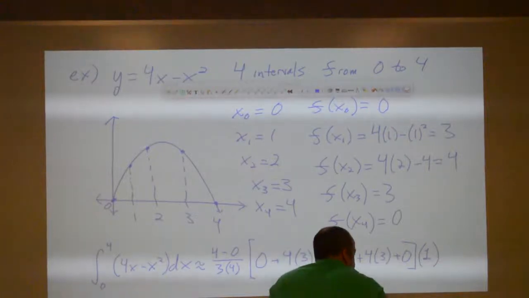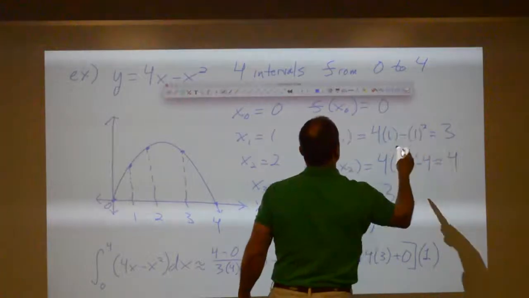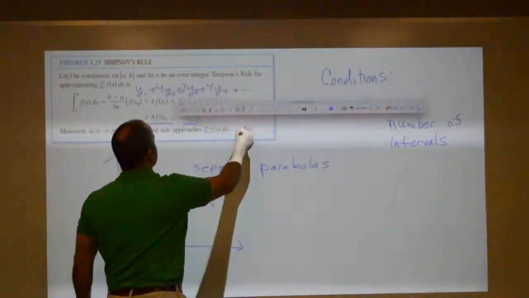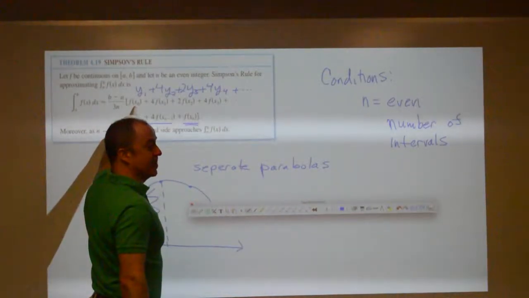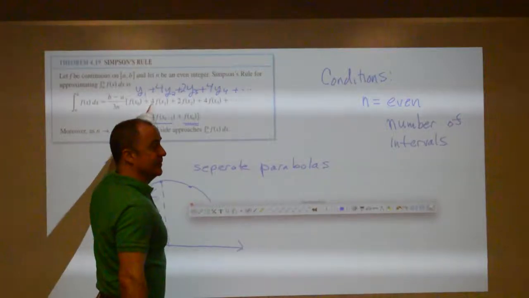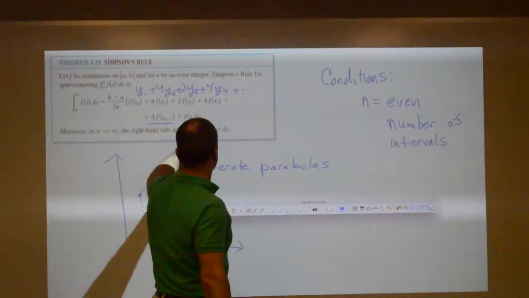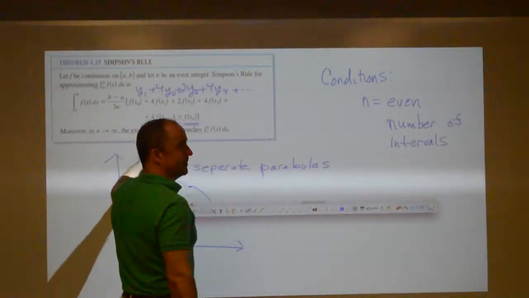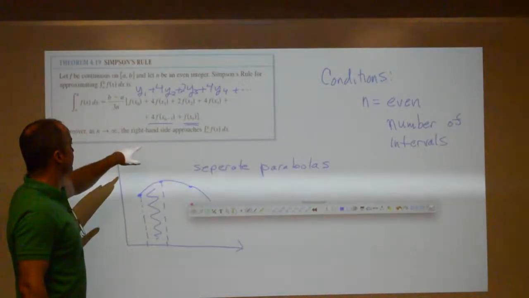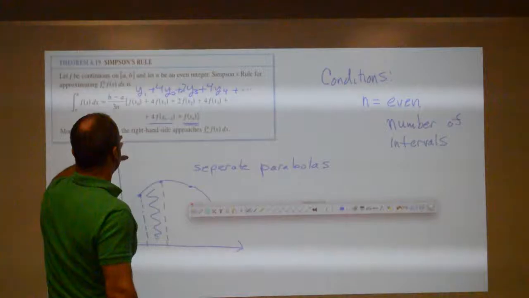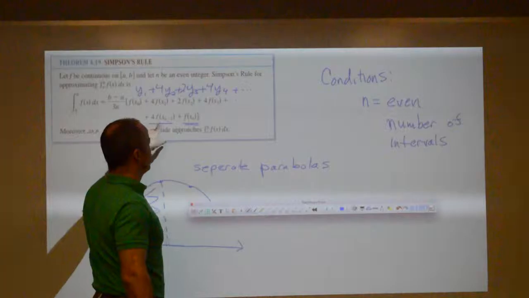1. Wait, what about the other bit? What did I leave out? The 4 f of x sub n minus 1. You start out with just the first y value, then 4 times the next y value, then 2 times the next. You just alternate 4s and 2s. No, but the thing below is just explaining the... Oh, this part? No, that. The 4, the x sub n minus 1. For this? Yeah. This just means you keep going for as many terms as you have.